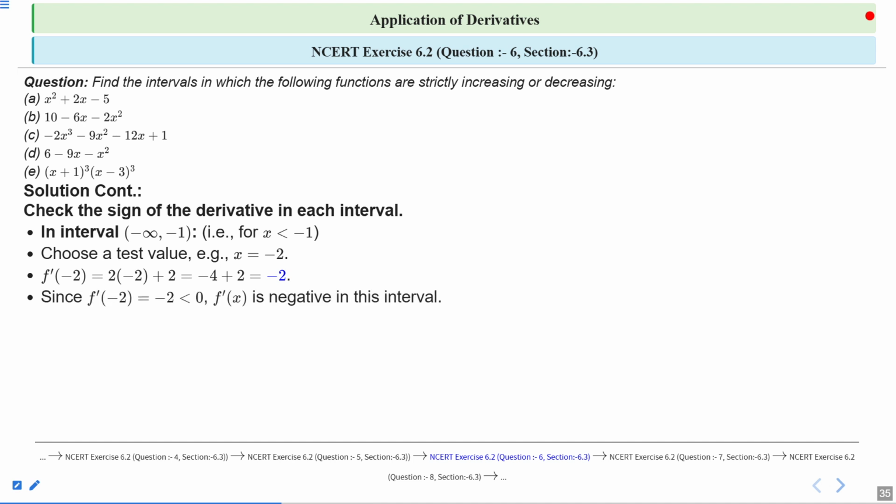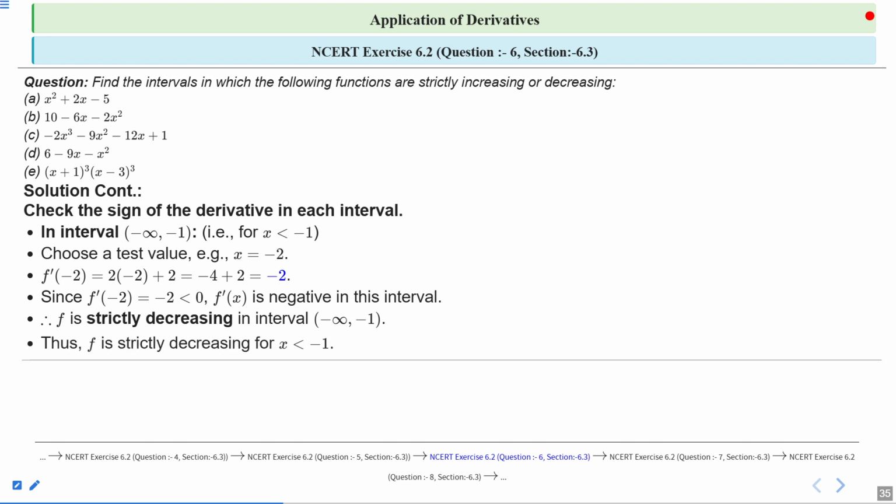Since f dash -2 is equal to -2, which is less than 0, therefore f dash x is negative in this interval, right? Therefore, f is strictly decreasing in the interval -infinity to -1. Thus, we can say that f is strictly decreasing for x less than -1, right?